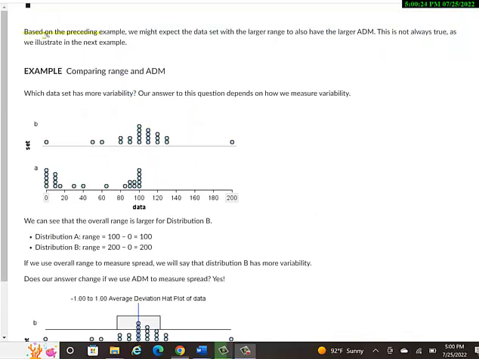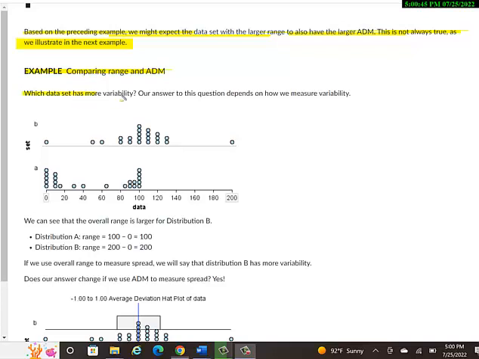So based on this example that we just saw, we might expect the data set with the larger range to have the larger average deviation from the mean, but this is not always true, as we'll illustrate in the next example. Instinctively it seems like that should be the case, but in this example we'll show that that's not always the case. We're going to compare the range and the average deviation from the mean.